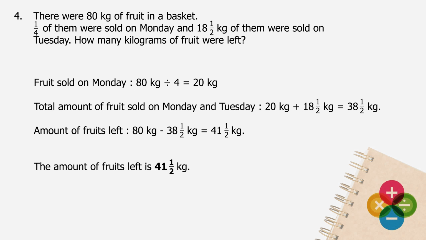The amount of fruit sold on Monday will be, divide 80 kilograms by 4, and the quotient is 20 kilograms. The total amount of fruit sold on Monday and Tuesday will be, add 20 kilograms to 18.5 kilograms, and the sum is 38.5 kilograms. The amount of fruits left over will be, subtract 80 kilograms from 38.5 kilograms, and the difference is 41.5 kilograms. The amount of fruits left will be 41.5 kilograms.